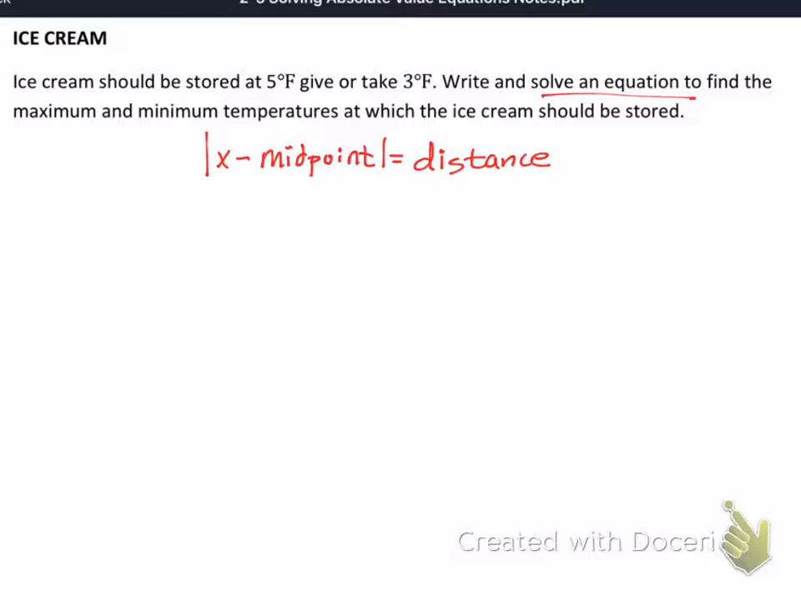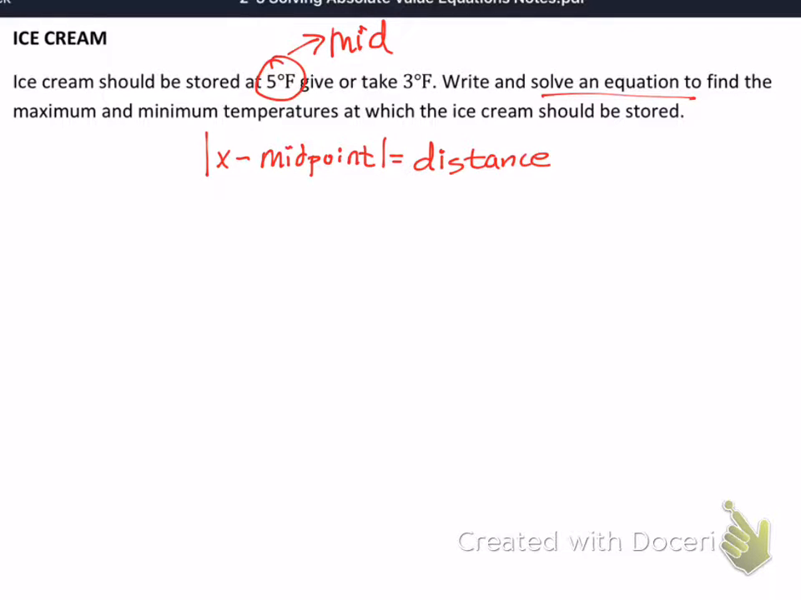Okay, so let's remember what the general equation was. We said it was the absolute value of x minus the midpoint is equal to the distance from the middle to one of the endpoints. Okay, so my midpoint is 5 degrees. This is my middle. And it says give or take 3 degrees Fahrenheit. So that actually means it could be plus 3 degrees, 3 more than 5, or it could be 3 less than 5 degrees, okay?